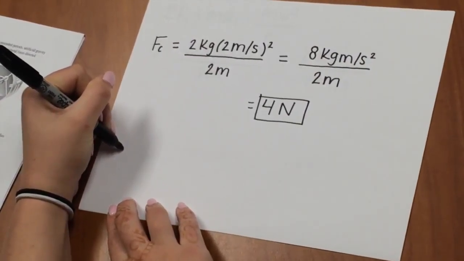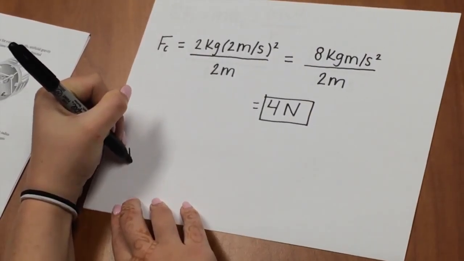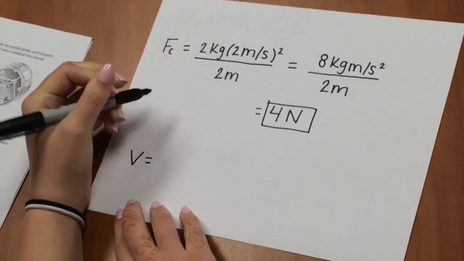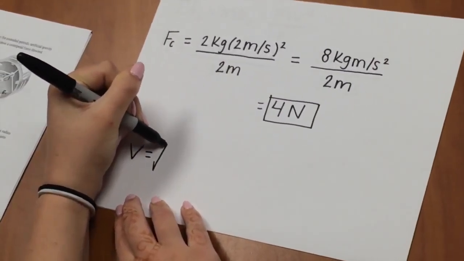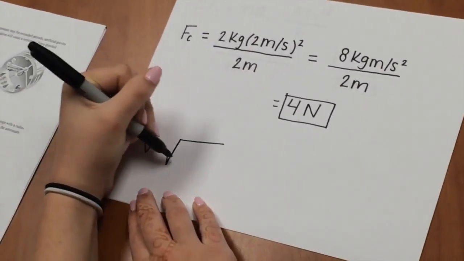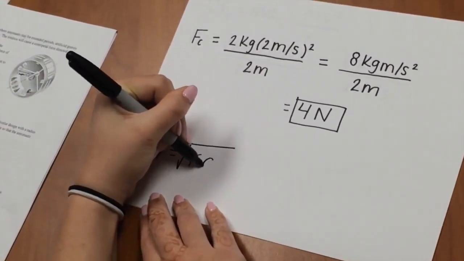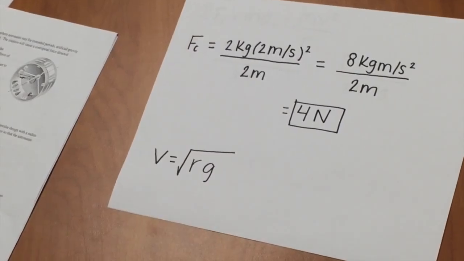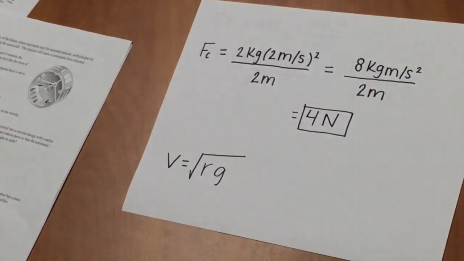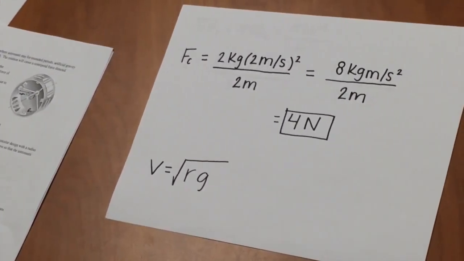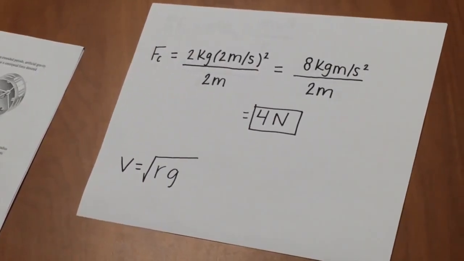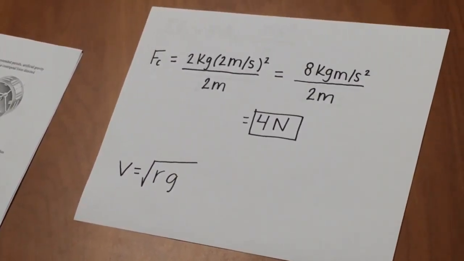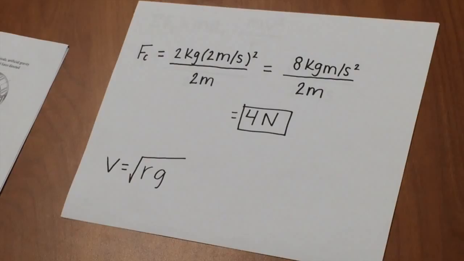In the case of futuristic science, if we wish to create artificial gravity on a space station, in order to know what speed to spin the space station at to create artificial gravity, we would have to solve the equation of velocity equals the square root of the radius of the space station times the gravity desired.